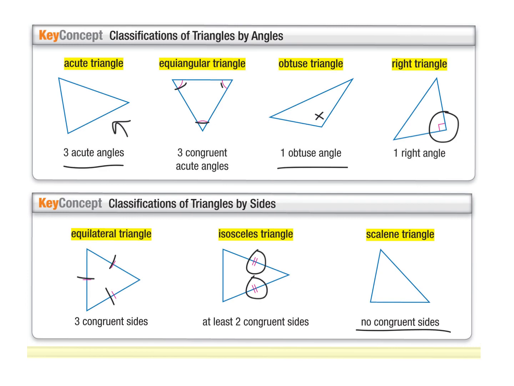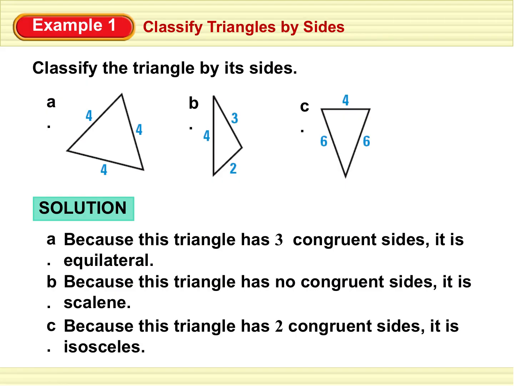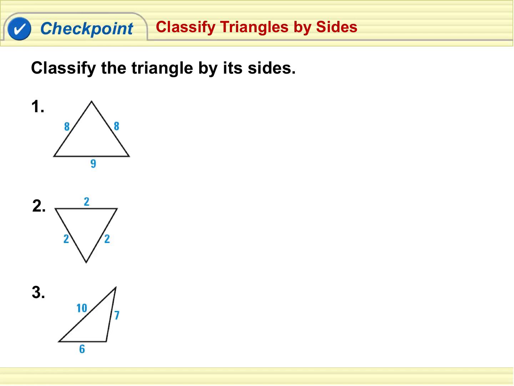This is what today's about. All right, move on to here. Stay with me. What do we do on A? We're classifying by sides. Equilateral. Why equilateral? All sides are the same. What about B? Scalene. Why? None are the same. What about C? Isosceles, because 2 of them are the same. Good. Go ahead and try these 3 on your own, please, and then check with your elbow partner.